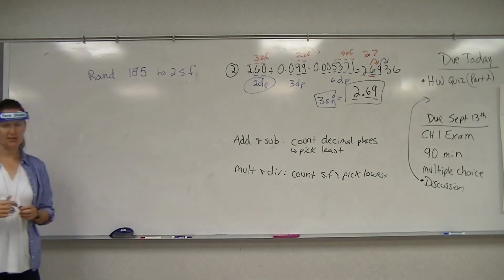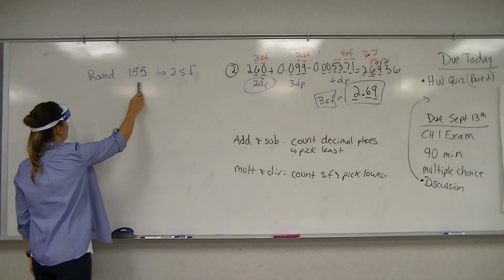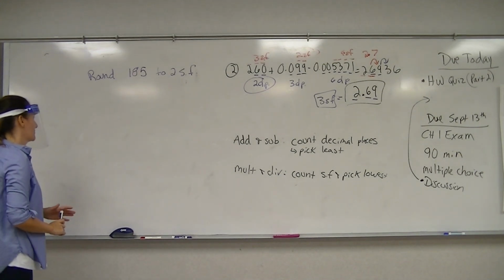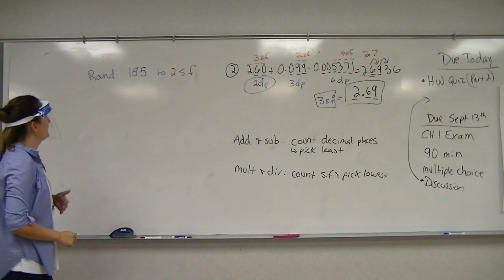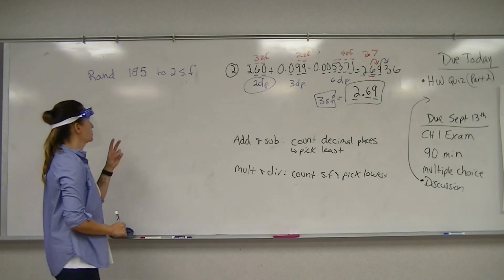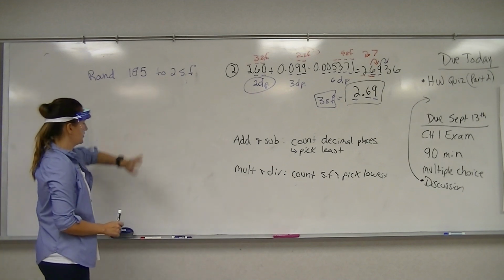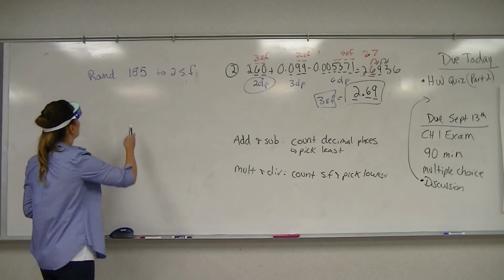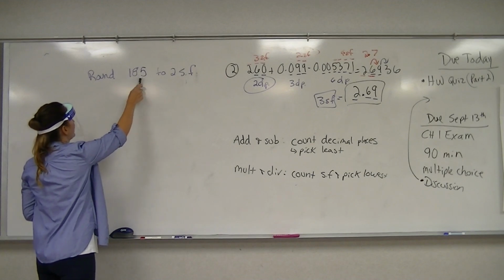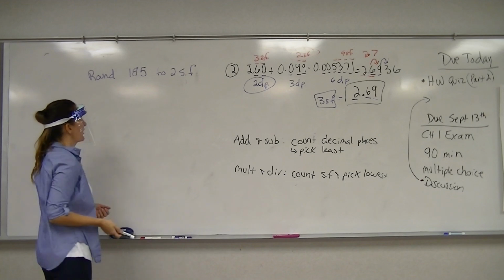I wanted to practice a rounding one because sometimes there are issues with this type of rounding. And you'll see what I mean when we do the problem. So if I asked you to take the number 185, and I said I wanted you to round it to 2 sig figs. So how many significant figures does it have right now? 1, 8, and a 5. So those all count, so it has 3 sig figs right now.